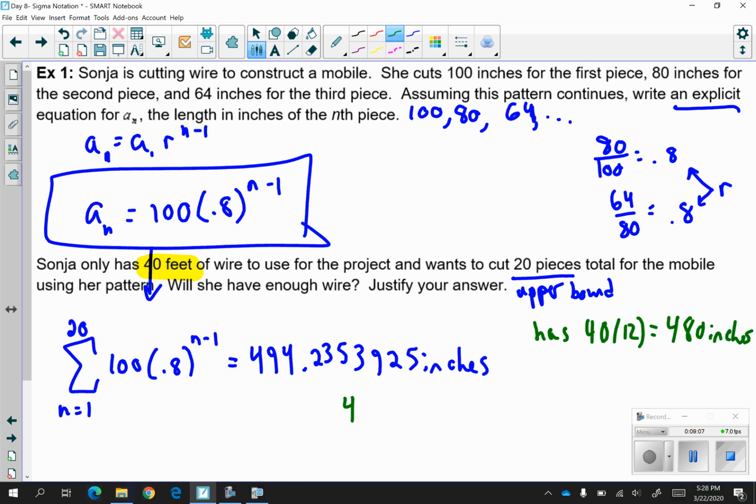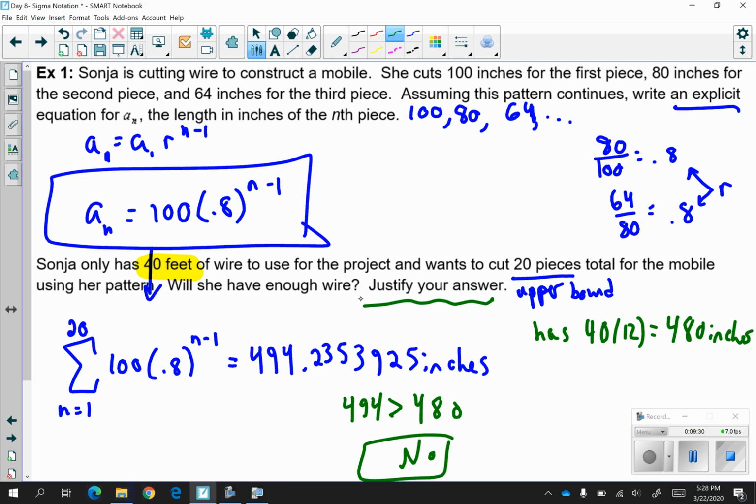So because 494 is greater than 480, no, she doesn't have enough. And we justify it because we showed all this math. Remember, justify means just show your work. You don't have to write a sentence. Explain means write a sentence. You don't have to show the numbers.